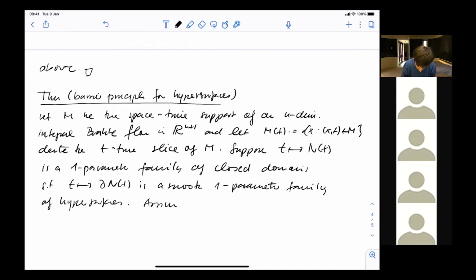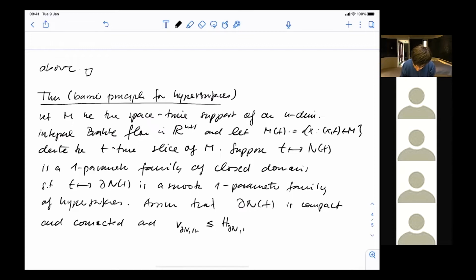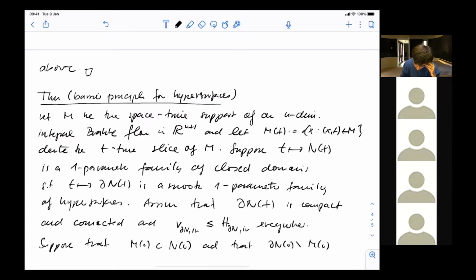Now let's assume that ∂N(t) is compact and connected. Just look at one connected component. And we want to have that the inwards normal speed is less than the mean curvature. So our barriers are slower than mean curvature flow. Now suppose that M_0 is contained in N_0 and that it's not all of the boundary, and that ∂N(0) without M_0 is non-empty.